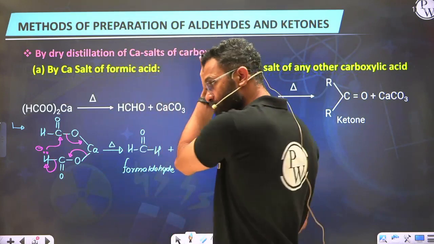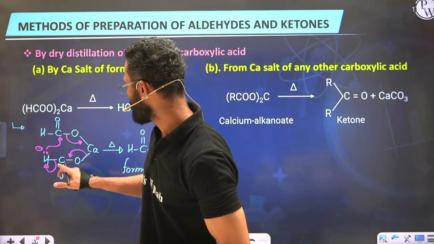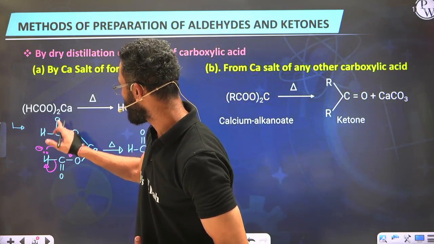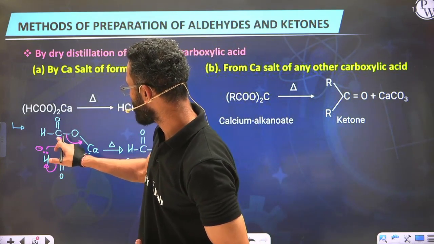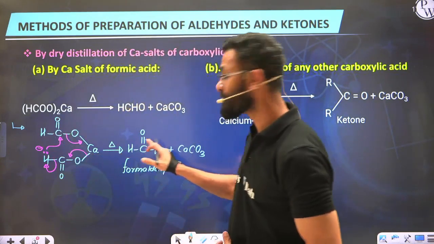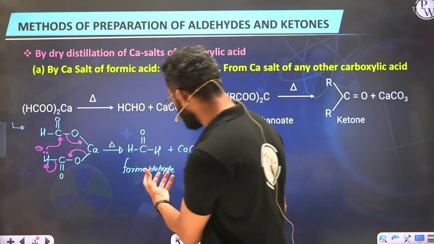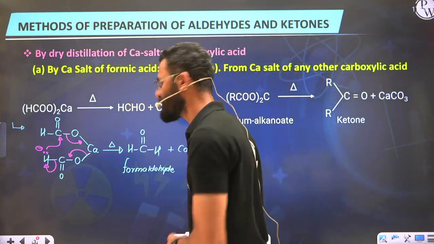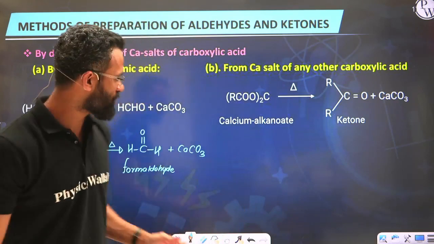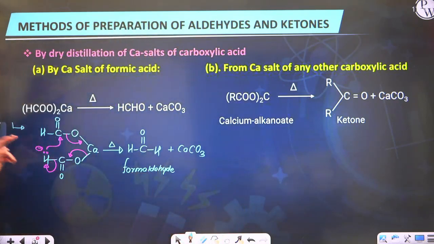Now if these two are always identical, then the group attached to the carbonyl carbon and the group attacking the carbonyl carbon are both going to be identical, and that's the reason the aldehyde which we are getting is a symmetrical aldehyde. So we got formaldehyde by heating calcium salt of formic acid, which means this is calcium formate.